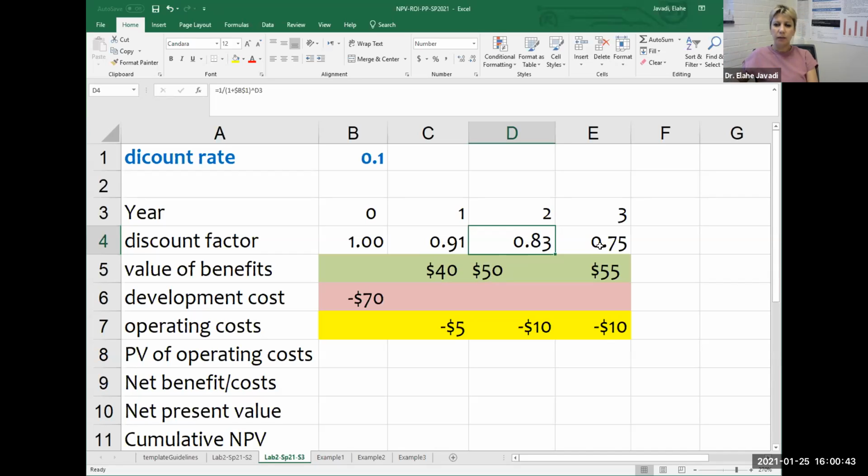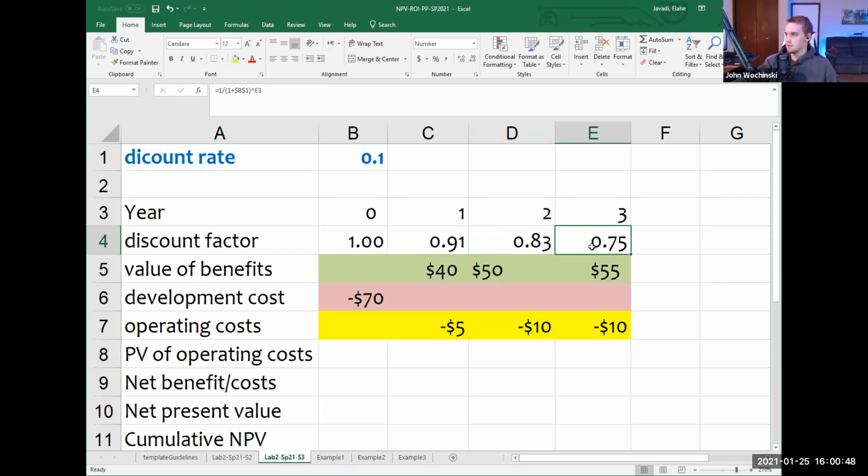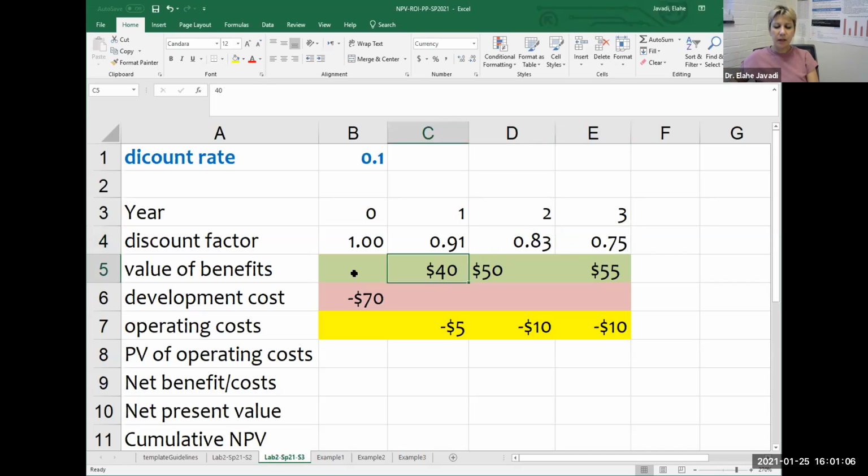Jonathan, what's the meaning of this number? It means that every dollar I plan on earning in 3 years is worth 75 cents to what I spend today. Perfect. Thank you. So as we look at the numbers in this worksheet, every time I tell you to get the present value, you just get the value multiplied by discount rate. That gives you the present value.